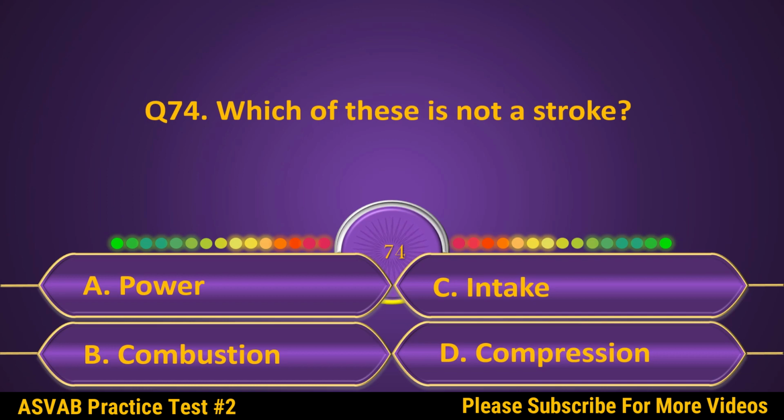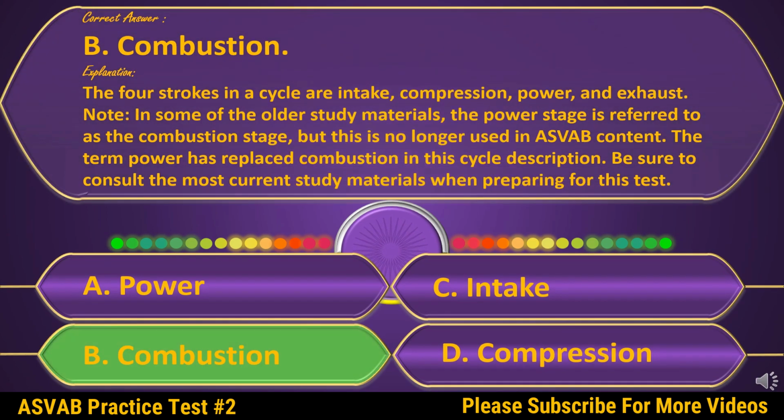Question number 74. Which of this is not a stroke? The options are A. Power, B. Combustion, C. Intake, or D. Compression. The correct answer is option B, Combustion. The 4 strokes in a cycle are intake, compression, power, and exhaust.